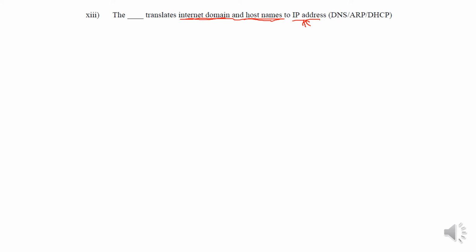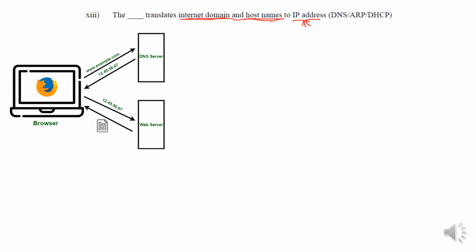But how does this browser actually get this IP address? So let's see the process. What actually happens? This is the browser, and first the browser sends www.google.com or whatever.com to a DNS server. DNS means domain name server. There is a mapping between each domain name and the corresponding IP address. Suppose this is for google.com, then google.com has a particular IP address. So there is a mapping in the DNS server that if the request for google.com comes, then reply back with the IP address of that google.com.